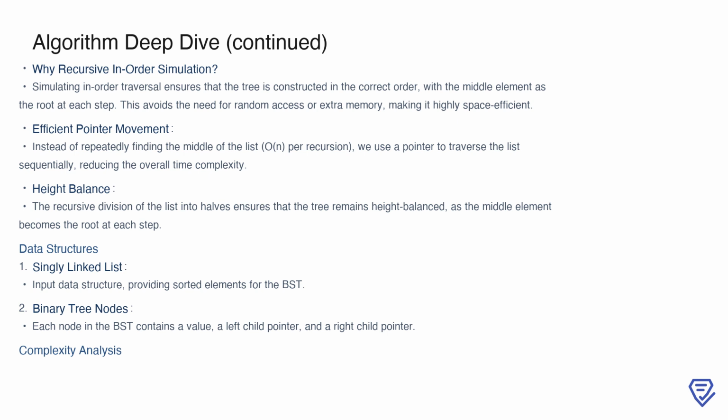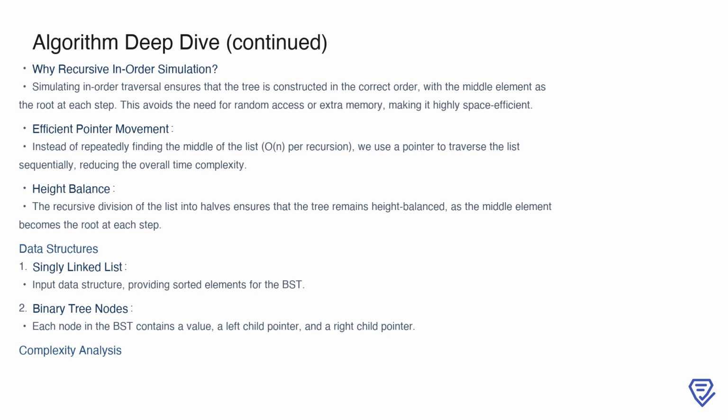By simulating in-order traversal, we ensure that the middle element of the list becomes the root at each step, which naturally preserves the order of elements. This approach eliminates the need for random access or additional memory allocation, making it very space efficient. Additionally, the use of a pointer to traverse the linked list sequentially avoids the inefficiency of repeatedly finding the middle element, which would otherwise take O(n) time per recursion level. This optimization significantly reduces the overall time complexity.